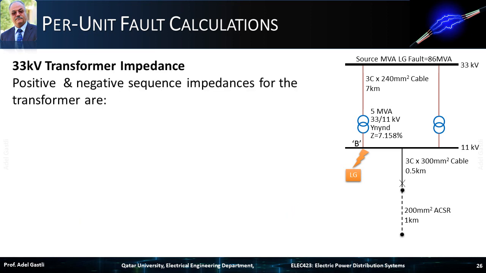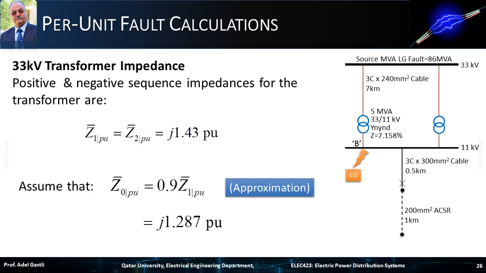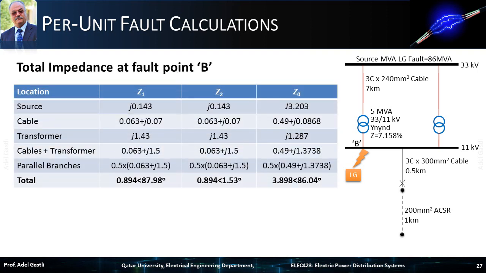Now, let's calculate sequence impedances for the 33 to 11 kV step-down transformer. Similarly, we consider that the positive and negative sequences are equal to the symmetrical value found earlier. When the zero sequence impedance is not specified, we can assume that the zero sequence impedance value is 90% of the positive sequence one. The sum of the 33 kV cable and transformer impedances is 90% of the positive sequence result because we have two identical parallel branches.